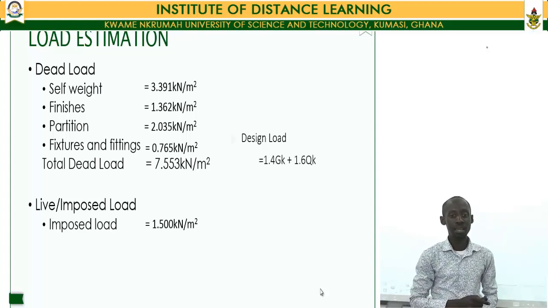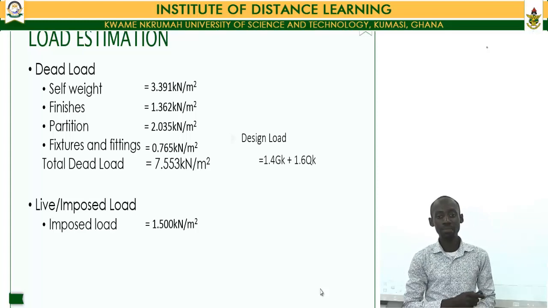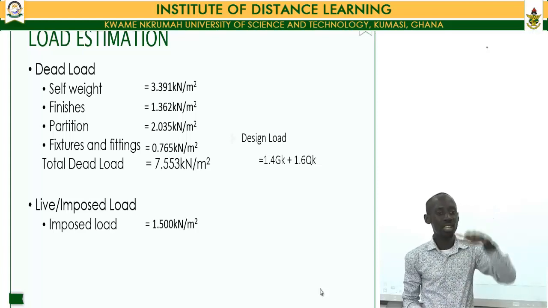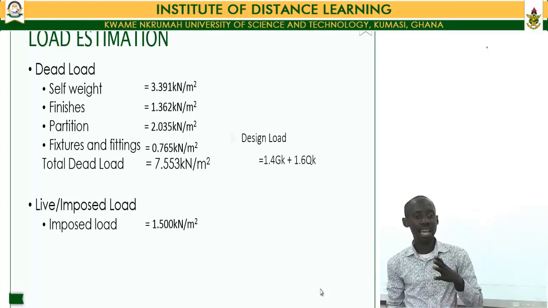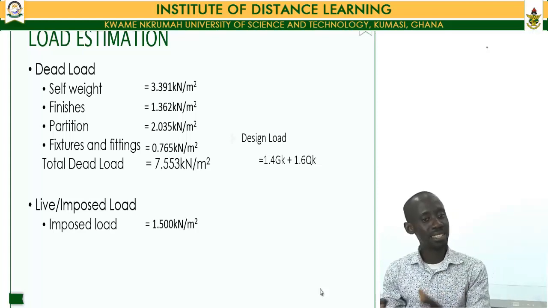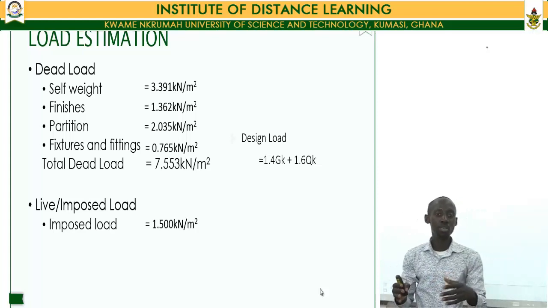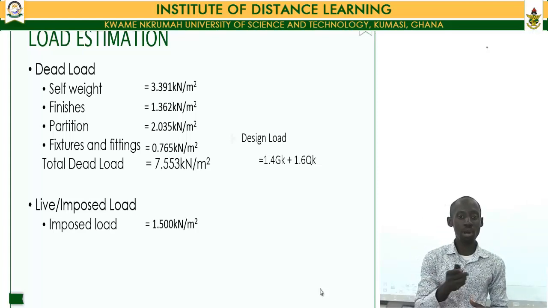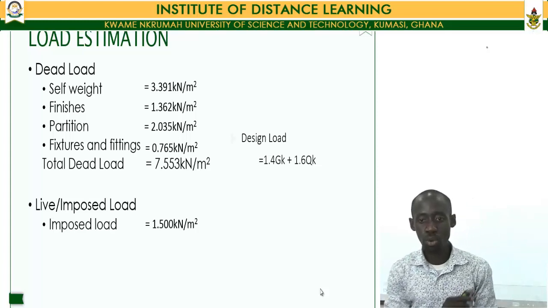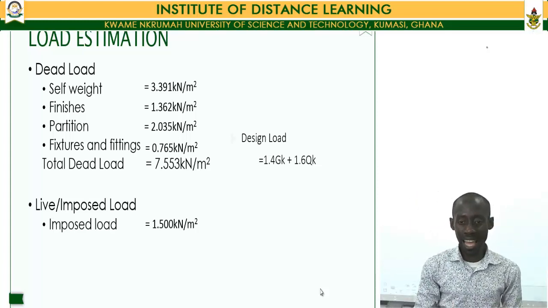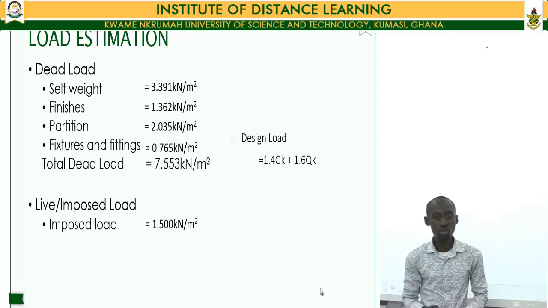So then for our design loads, we use our partial safety factors in an adverse condition, because all of these loads that we've calculated are acting in the same direction. So then their effects are aggregated. Once the effects are aggregated, they give a critical condition. That is why we are making use of the adverse partial safety factors, in which case we have 1.4 Gk plus 1.6 Qk, where Gk stands for our dead loads and Qk stands for our imposed loads.